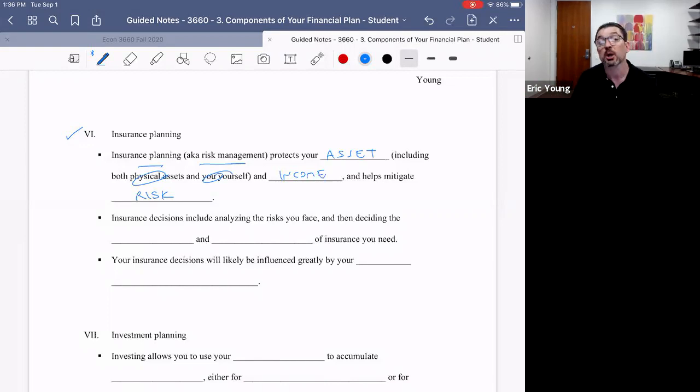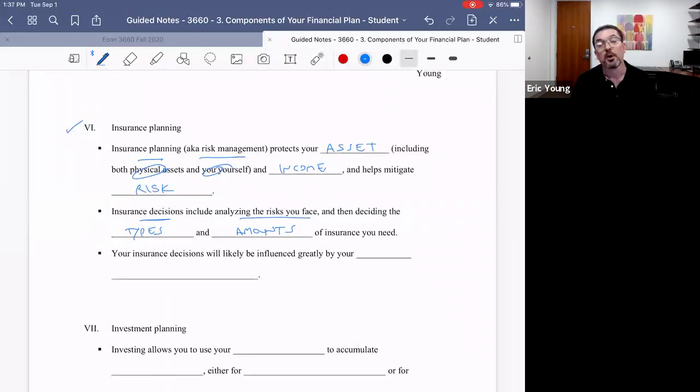So insurance planning is going to protect your assets, including physical assets and yourself, protect your income, and help mitigate risk. Insurance decisions, which will be in your plan, will include analyzing the risks that you face. That's a really important way to look at it. You have to start looking at yourself and your environment. What are the risks that you face? You have to have an open mind, what they call soft eyes, to be able to see the big picture of your personal fiscal landscape and identify those risks. Once you identify the risks, then you have to decide on the types and the amounts of the insurance that you'll need. Note that once again, these decisions have trade-offs.